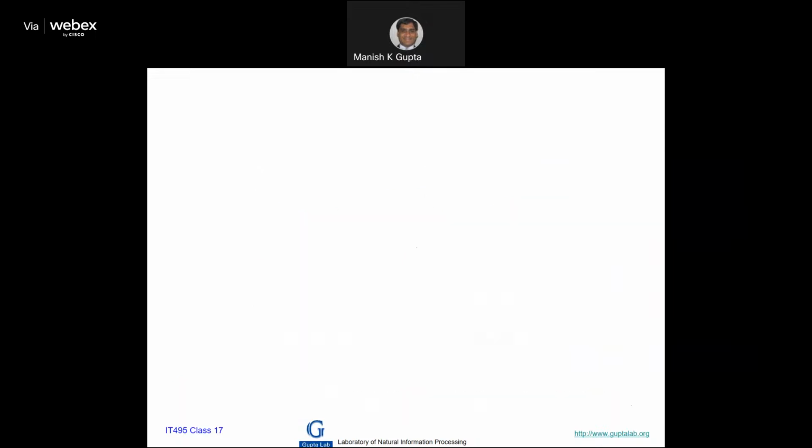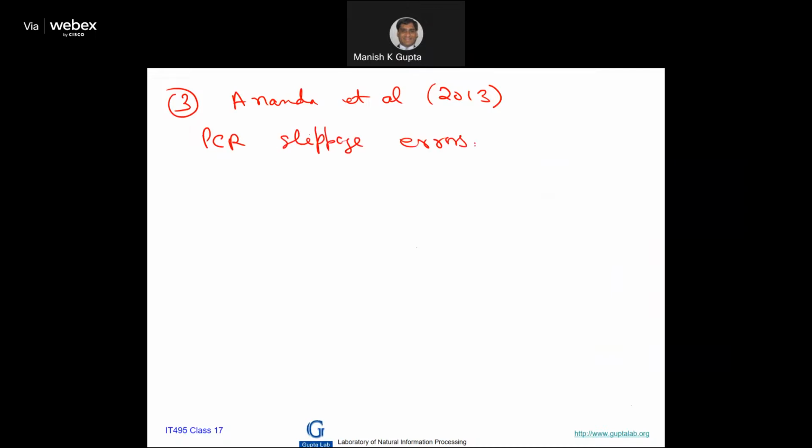Then we have also Ananda et al. who observed in 2013 PCR slippage errors if the homopolymer is more than 4 base pairs. So these are basically certain common observations.